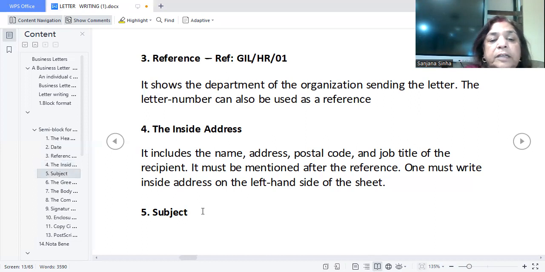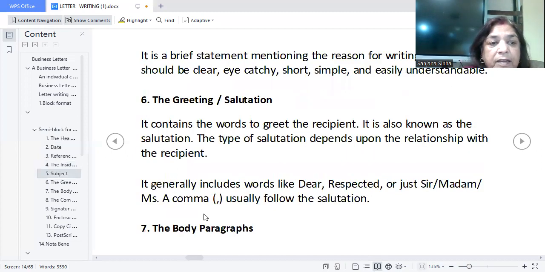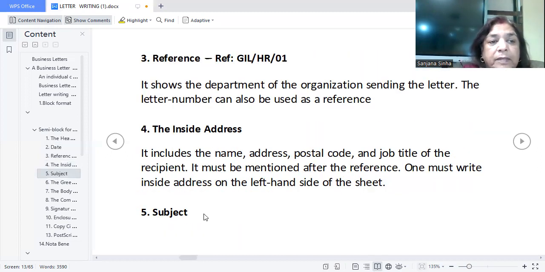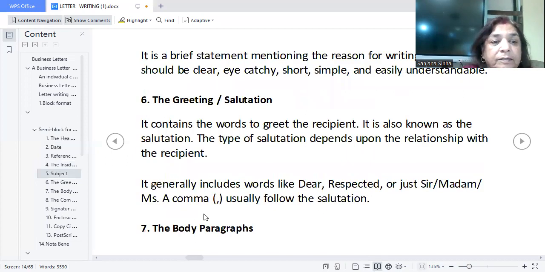The fifth is the subject line. Subject line is very important. Any official letter without a subject line probably will never be read. So a letter must have a subject line. What does it include? Why you're writing the letter.